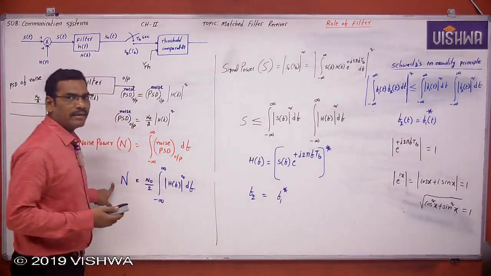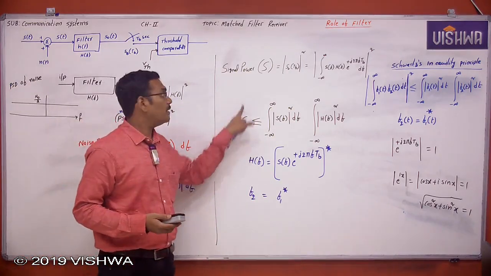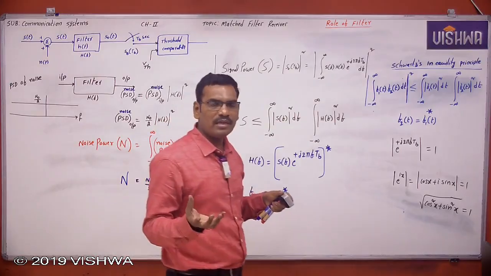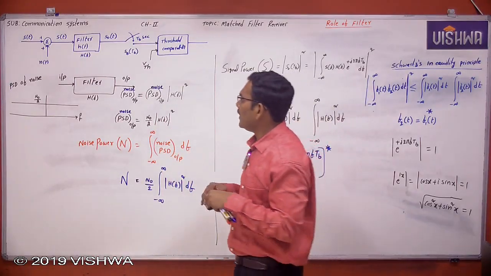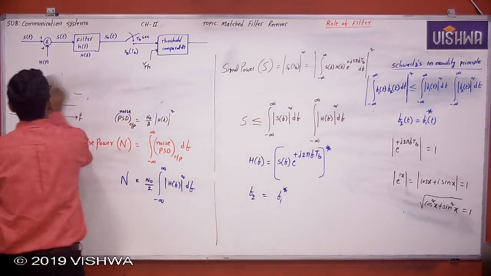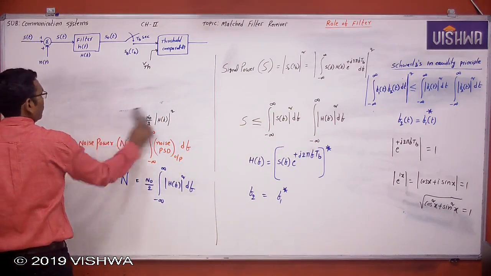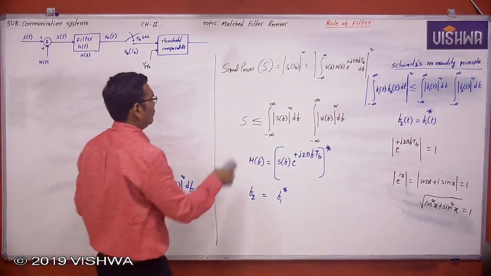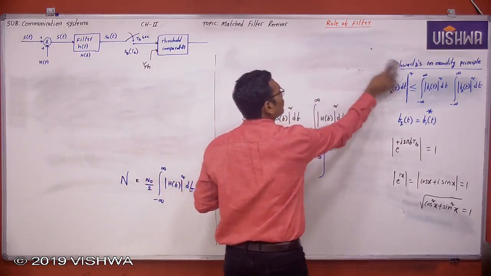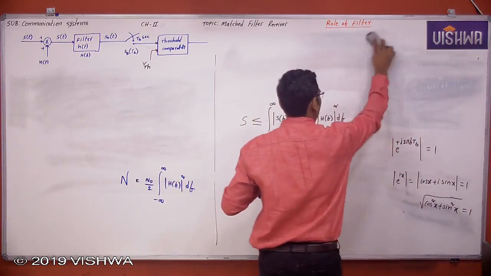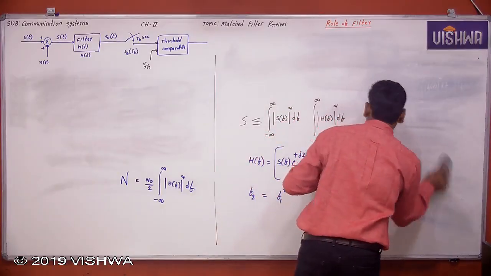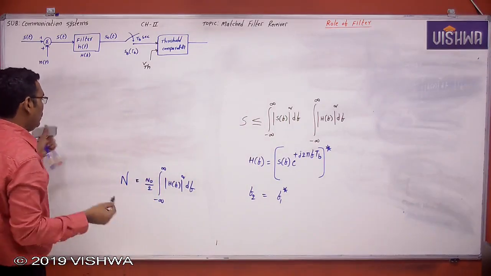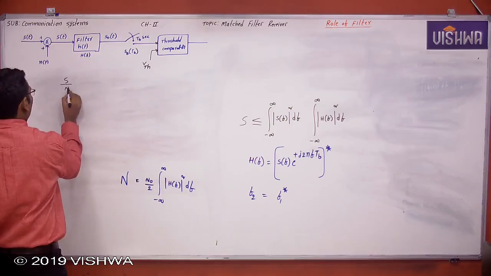Now, this is the noise power at the output of the filter. This is the signal power at the output of the filter. But what we want now, the role of the filter, is producing a maximum signal to noise ratio. Now, what is the maximum signal to noise ratio? This is the noise power. This is the signal power. Now you find the signal to noise ratio.